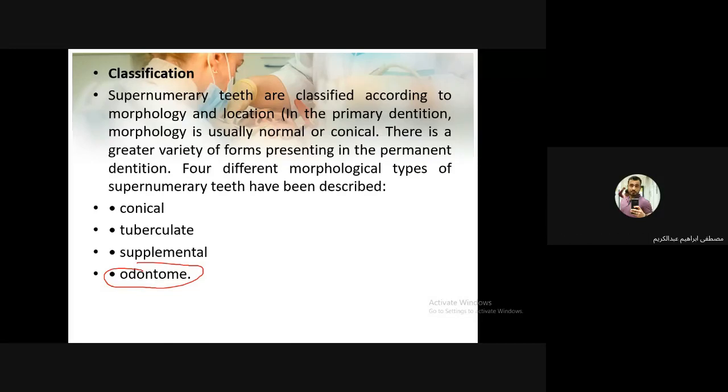While another supernumerary type sometimes needs surgical management, which is the tuberculate. What exactly do we mean by the tuberculate? The tuberculate is a type of supernumerary tooth with more than one cusp or tubercle on the crown of the tooth, and it is mostly associated with impaction of the maxillary central incisor. Also the conical and the supplemental.